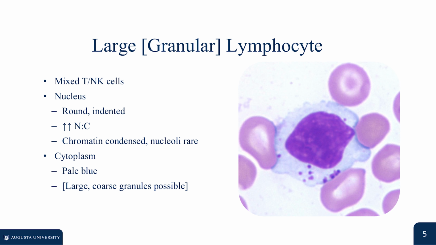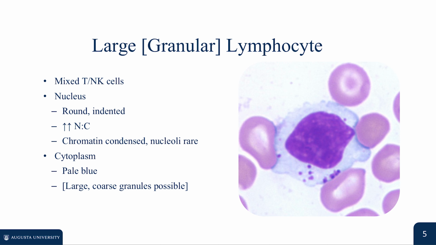Moving beyond standard resting morphology, we occasionally encounter large granular lymphocytes, or LGLs, in peripheral blood films. Morphologically, LGLs are larger than resting small lymphocytes and feature a round or slightly indented nucleus with condensed chromatin. Their cytoplasm is pale blue and more expansive, characteristically packed with prominent coarse azurophilic granules.